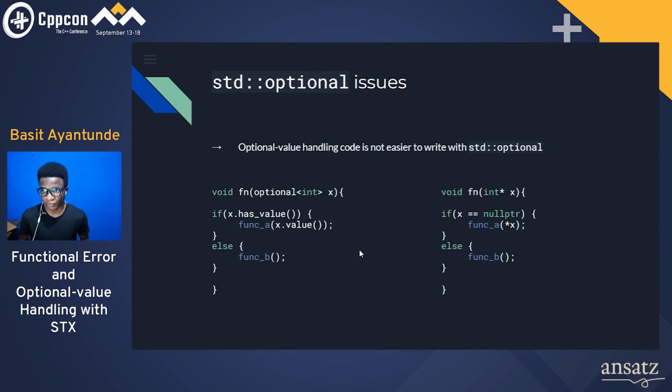So std optional has a few possibly minor issues. Here's a code comparing both techniques, pointers and std optional. Most claim the pointer technique is more readable and concise, but that's not really true for me. Optional value handling code is really not that much easier to write with std optional. Here's an example of how you'd write the same code using exception control flow instead of the Boolean control flow we used earlier.